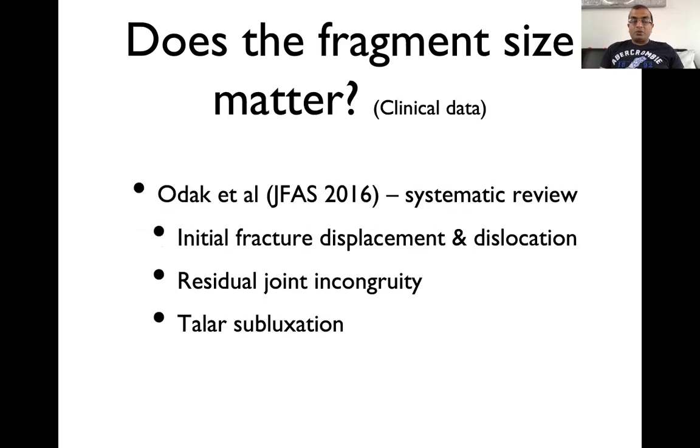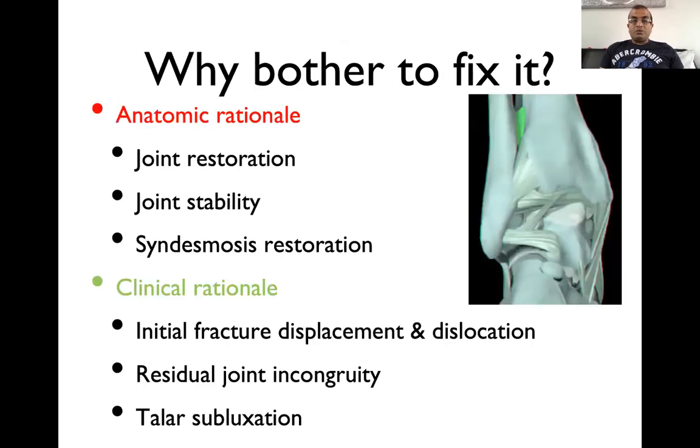Now, Odak et al. did a systematic review of posterior malleolar fractures and found certain prognostic factors: initial fracture displacement and dislocation are associated with poorer prognosis, as is residual joint incongruity, as well as talar subluxation in the postoperative films. Now, why do we bother to fix the posterior malleolus? There is an anatomical rationale as well as a clinical rationale behind it.